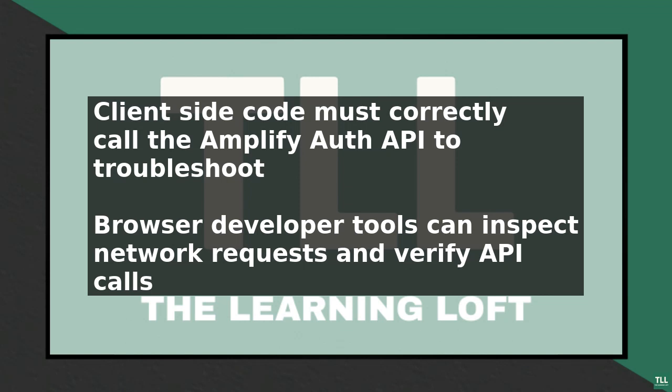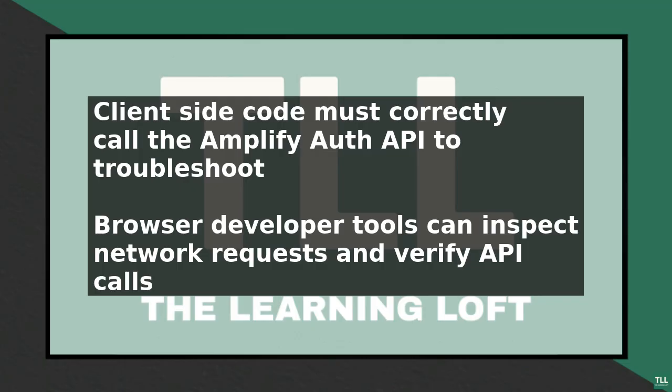To debug the sign-up flow, you can use the Amplify CLI to run the application locally. This will allow you to see the console logs and debug the application more easily. You can also use the AWS CloudWatch logs to monitor the application's activity and identify any issues.